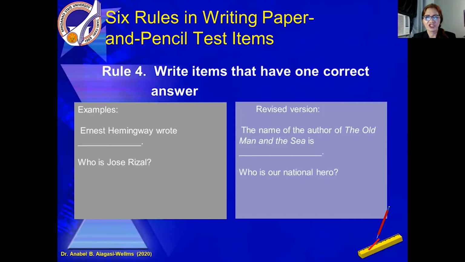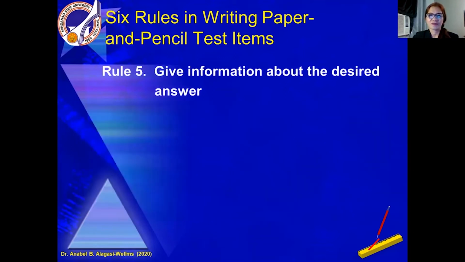Let's look at the revised version. The name of the author of The Old Man and the Sea is, we only have one answer. So it's Ernest Hemingway. Who is our national hero? It's Jose Rizal. So there's only one answer. Okay, so you have to avoid the items that have more than one answer.